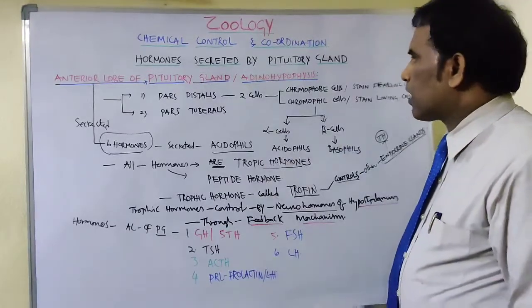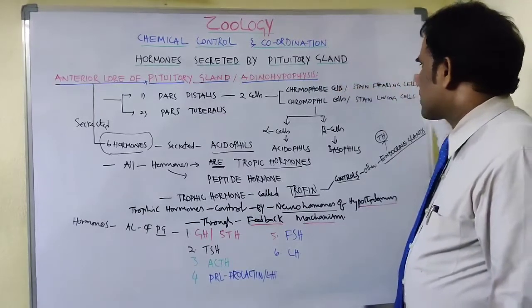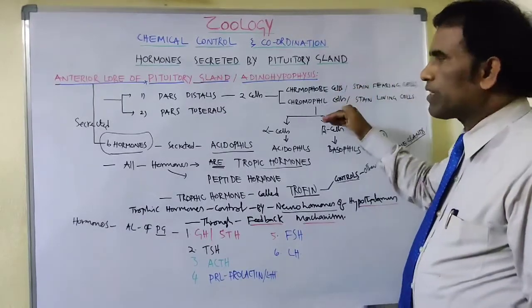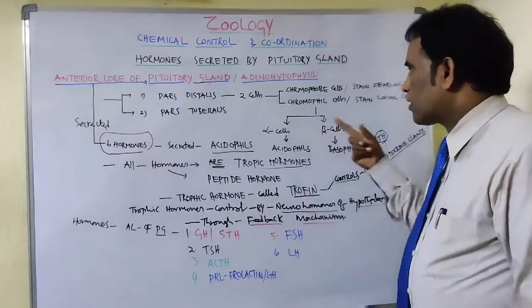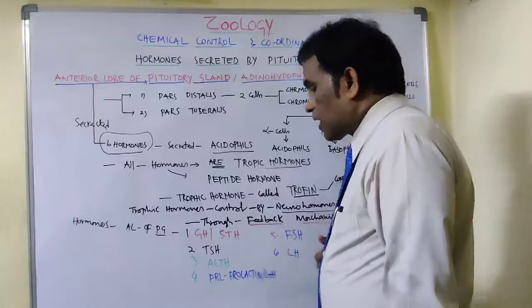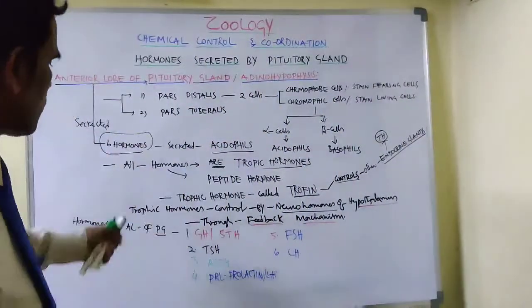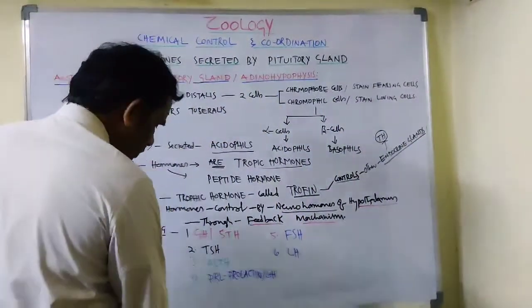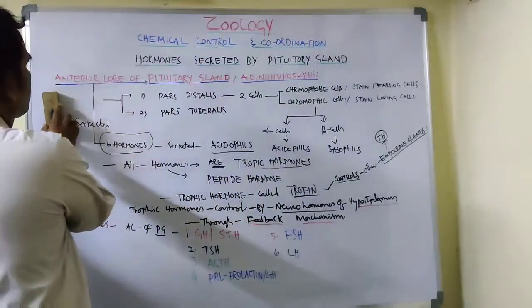So the anterior lobe has 2 special cells, chromophobe cells or stain fearing cells, and chromophil cells or stain loving cells, which have alpha cells and beta cells. Together these secrete hormones. Now let's go on to the first hormone, growth hormone.